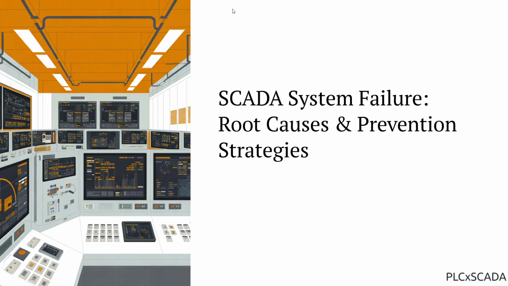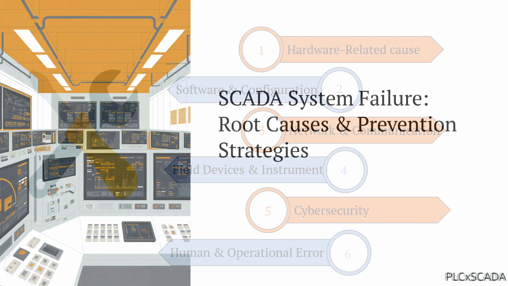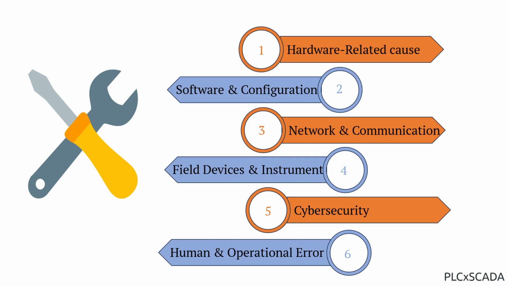Let's start. We have worked on multiple automation projects across plants and utilities, and we have noticed that SCADA system failure never happens due to one issue. So we have broken down all these reasons into 6 major categories: hardware related issues, software configuration, network and communication, field devices, cyber security, human and operational errors. Let's understand each one clearly.